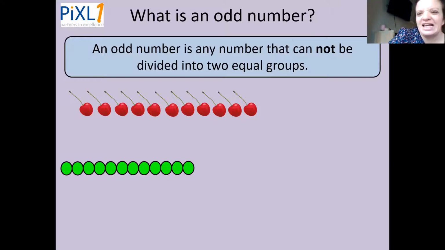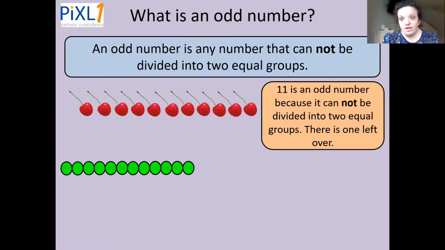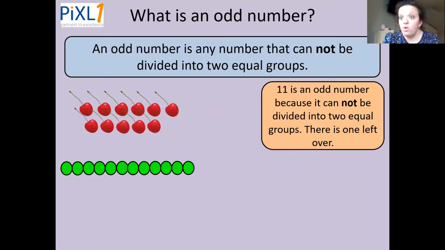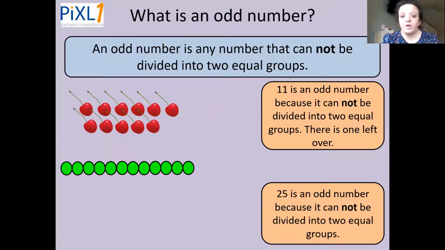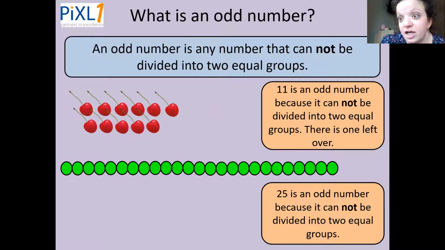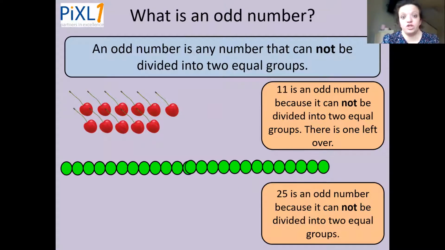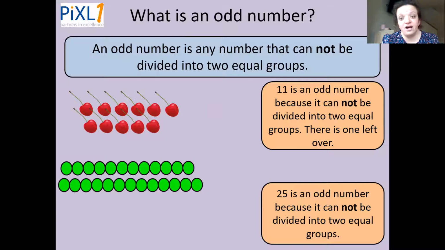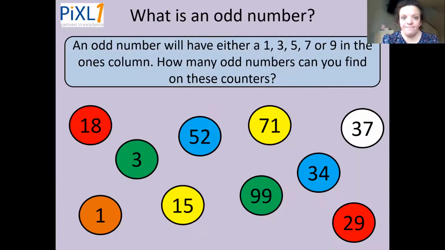An odd number is any number that cannot be divided into two equal groups. 11 is an odd number because it cannot be divided into two equal groups. There will be one left over, or one group will have one more than the other group. You can see there, one group's got 6 and the other group's got 5. 25 is an odd number because it cannot be divided into two equal groups. If we try here, we've got a group of 12 and a group of 13. So we know it's an odd number.